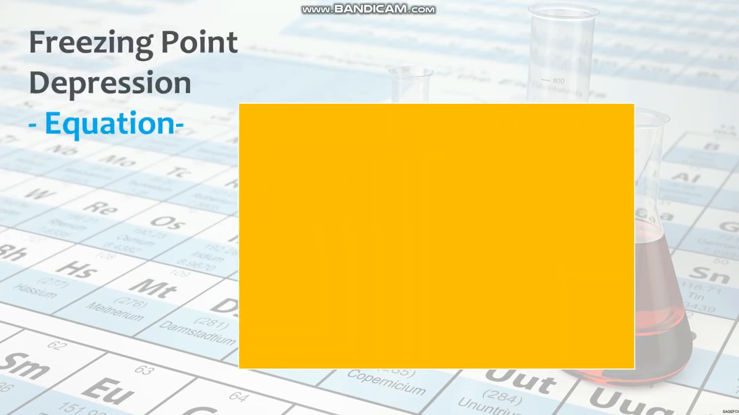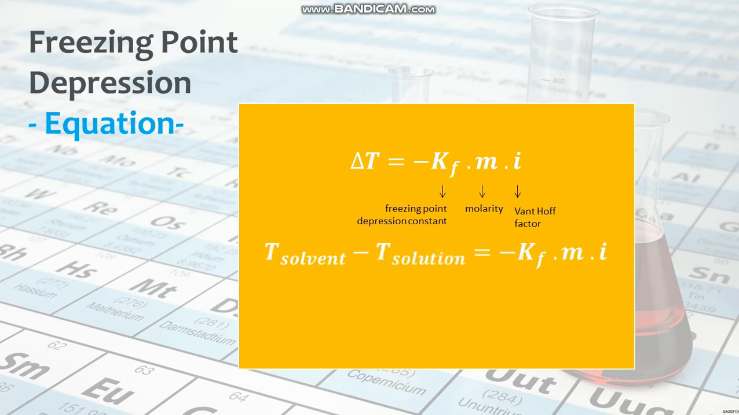Then the equation for the freezing point depression is delta T equals negative Kf times m times i, where Kf is the freezing point depression constant, m is molality, and i is the van't Hoff factor. Delta T is the change in temperature of the solution. Now the purpose of the negative sign is to show you that the freezing point will decrease.